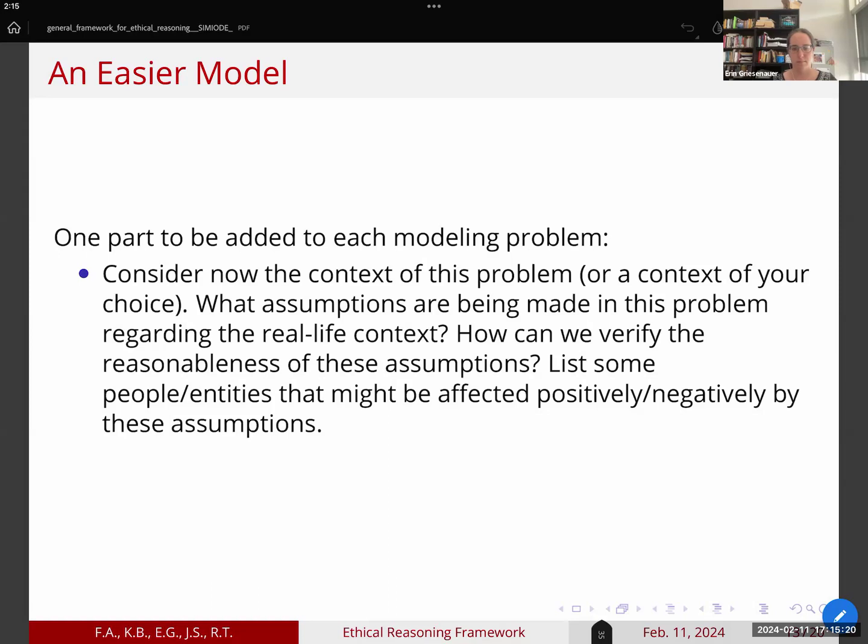Ask them what assumptions are being made. How do we verify the reasonableness of those assumptions? List some people or entities that might be affected positively or negatively by these assumptions. This is a pretty straightforward question, or series of questions, that we suggest you can add to any mathematical modeling problem.